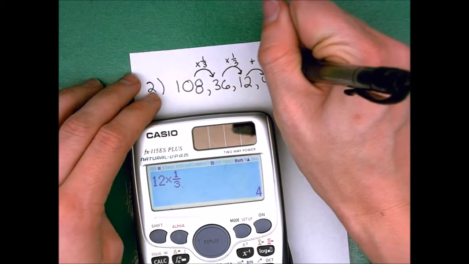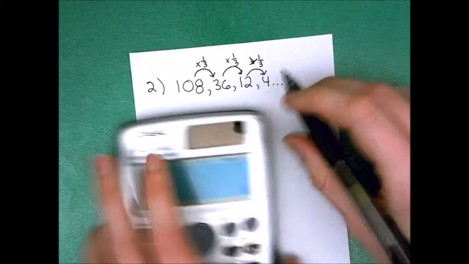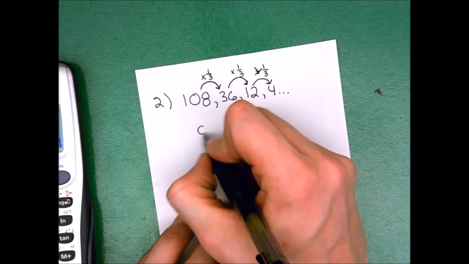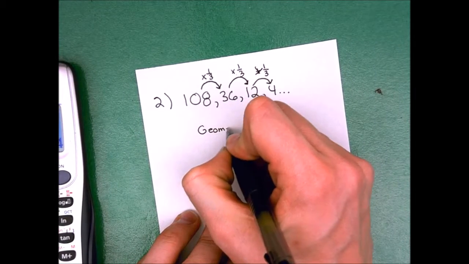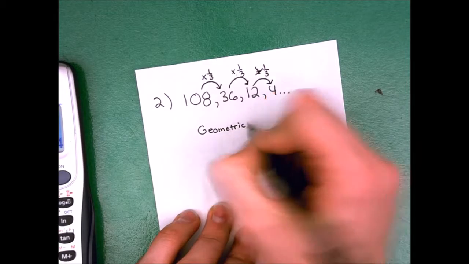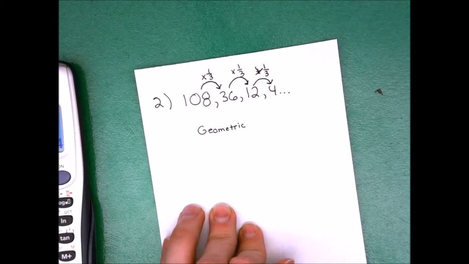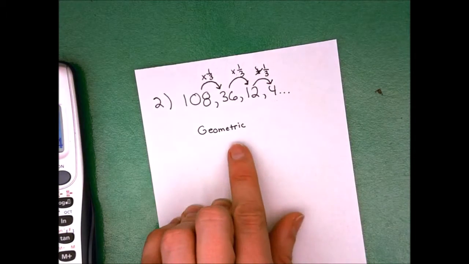And so sure enough, I have found my common ratio, which means that yes, this is a geometric sequence, because between each term I am multiplying by 1/3. And there's my answer.